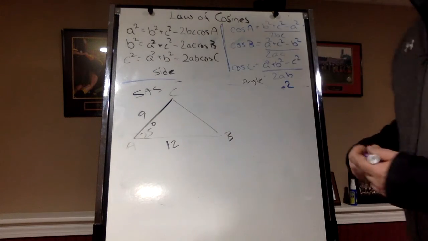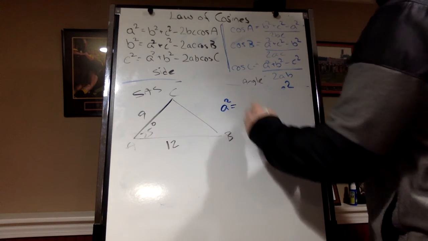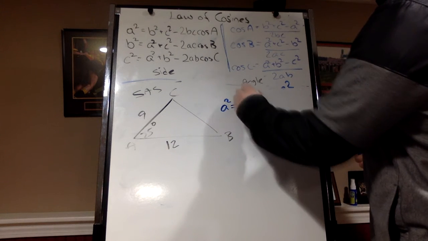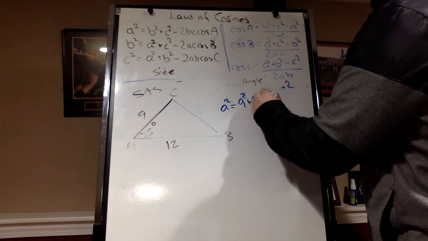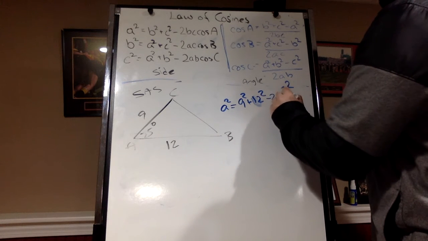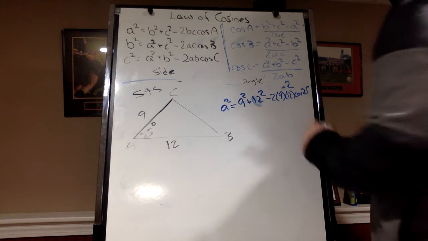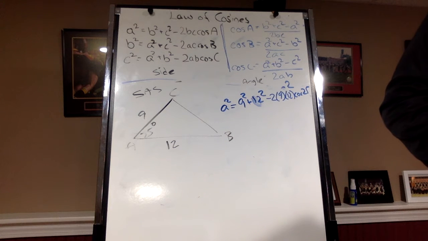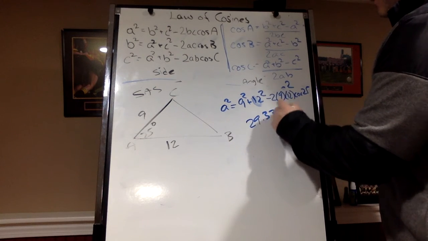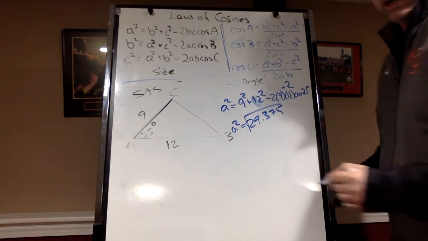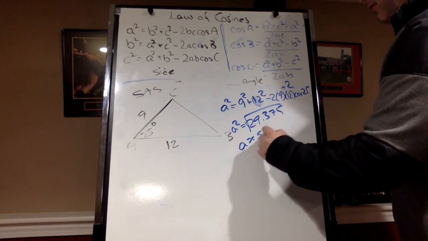So we can come up to the side. So A squared equals B squared plus C squared, which was 12 squared, minus 2 times B C cos of 25. All right. When I do all that out, I get 29.375. But remember, that equals A squared. So I take the square root. And then we get A is about 5.4.